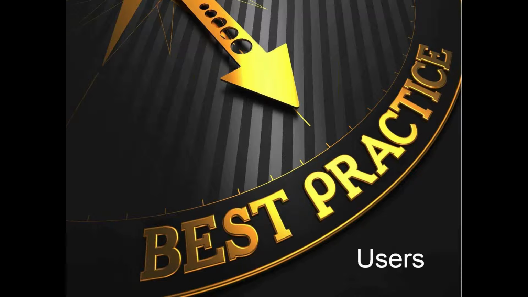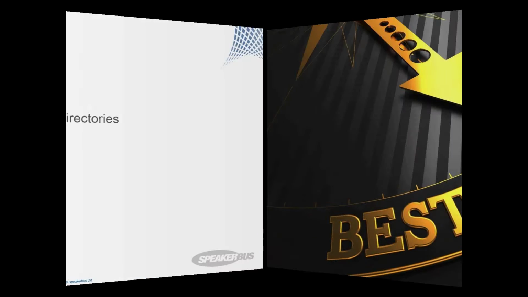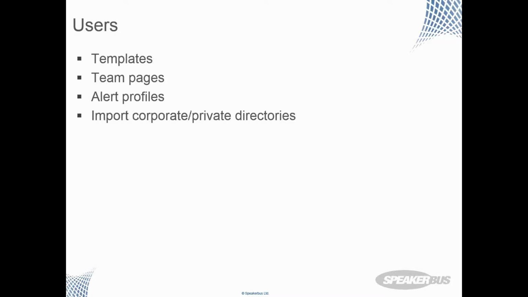So the first category we're going to look at is users. We're going to look at two key time-saving best practices, the use of templates and team pages, as well as looking at what we can do with alerting, and also how to import a corporate and private directory and how to populate them the best way. So let's jump over to the live demo.